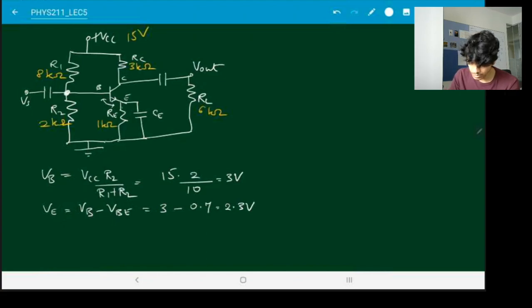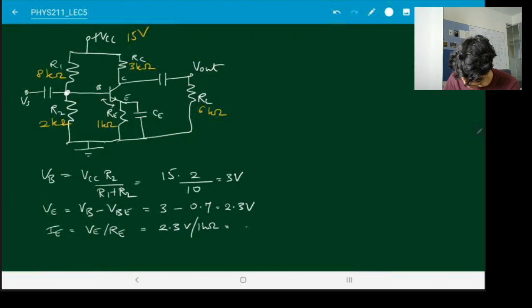Now that I know the voltage at the emitter, I can find out what is the emitter current. So emitter current is just the current flowing through RE. So that is VE divided by RE. VE is 2.3 volts. RE is 1 kilo ohm. So this is 2.3 milliamps. So then IC also is roughly 2.3 milliamps.